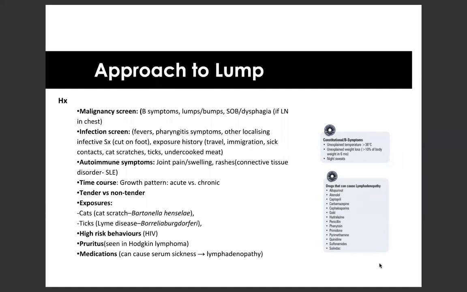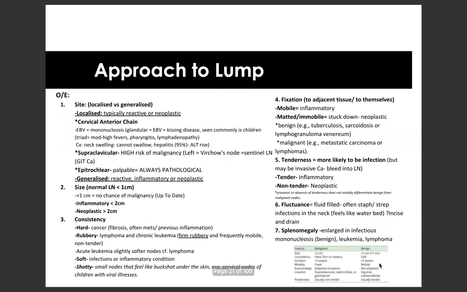So do a malignancy screen, infection screen, look for autoimmune symptoms, look at time course, tender, non-tender, any exposures, any high-risk behaviors, any itch, any medications that could be causing it, as well as how you approach an exam. It's unlikely they'll come up, but if they do, it will probably be EBV because it's a green condition or some form of malignancy. So I've just listed some features you can look out for.